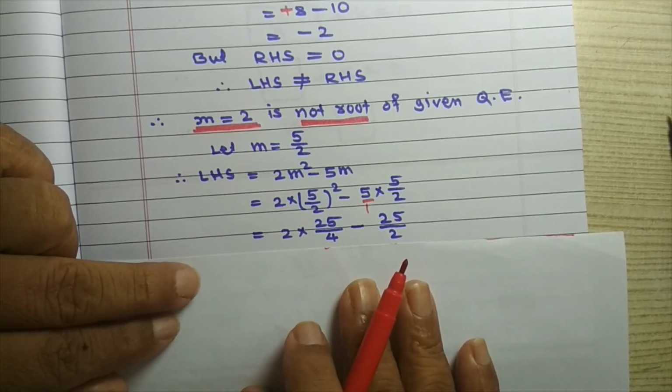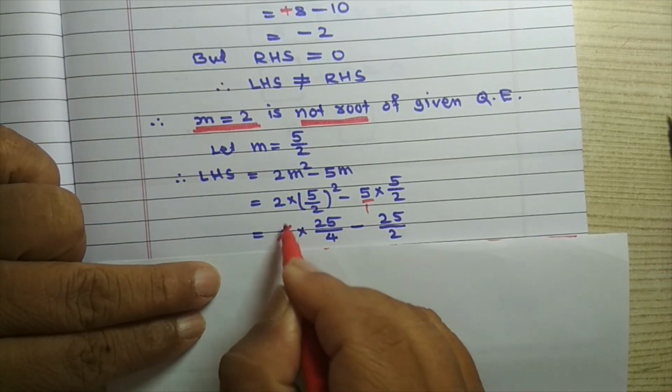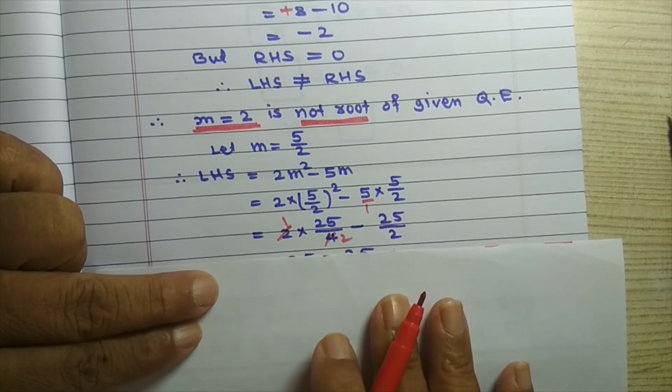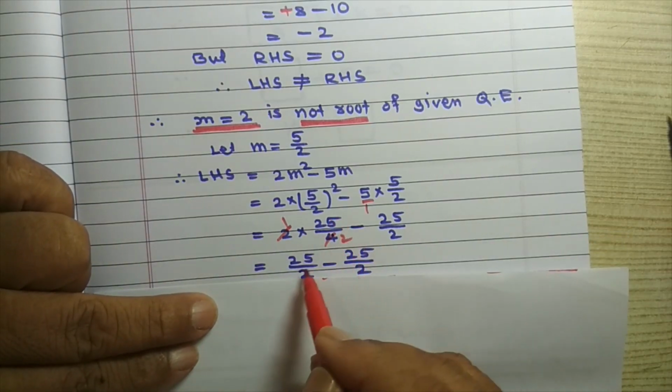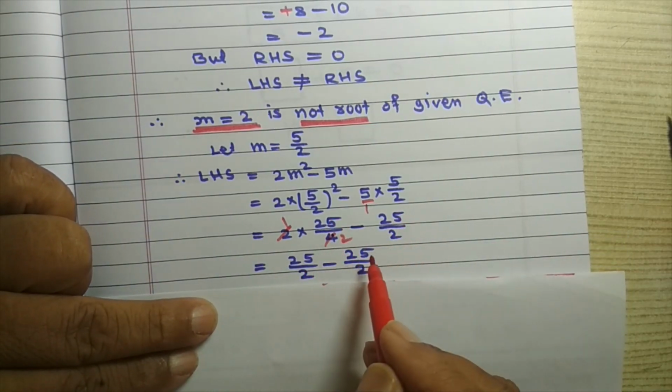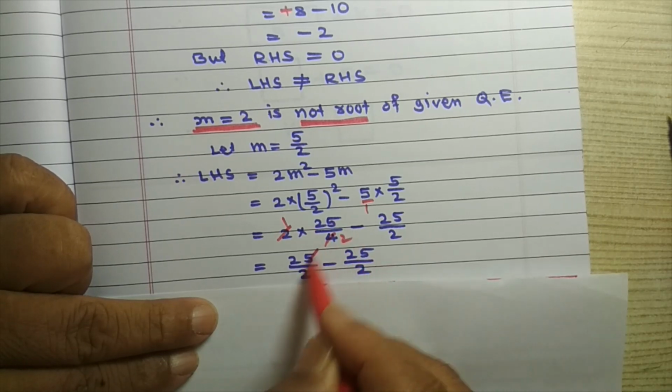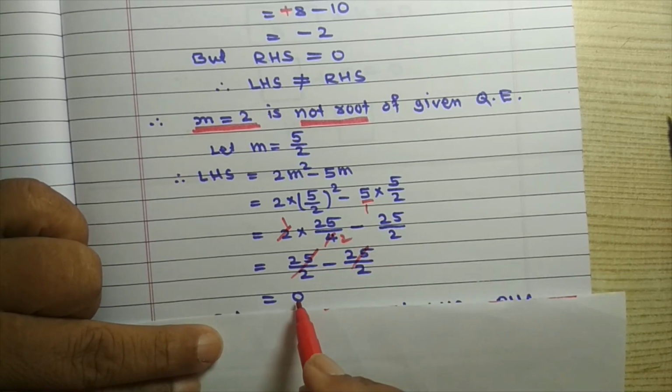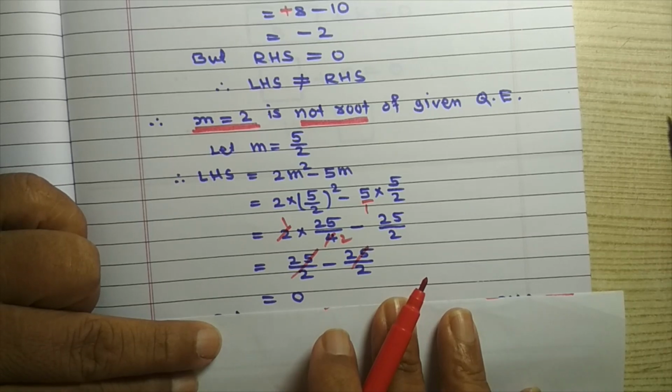Therefore, it is like this. Okay, we have to cancel here. 2 ones are 2, 2 twos are 4. Then it becomes 25 upon 2 minus 25 upon 2. Opposite terms are there, cancel. Finally, we get 0. Means left side is 0.